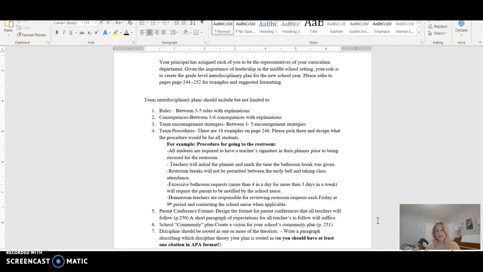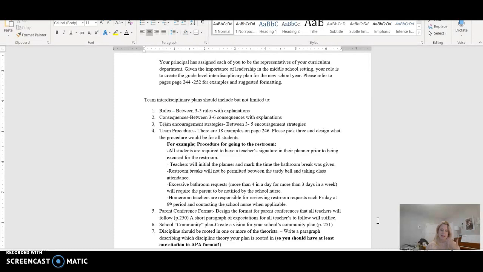You only need to cite one relevant source in this, and that will be in the 7th part, in which you will root your discipline plan, particularly those consequences, the encouragement strategies, and the rules themselves into some theorist.